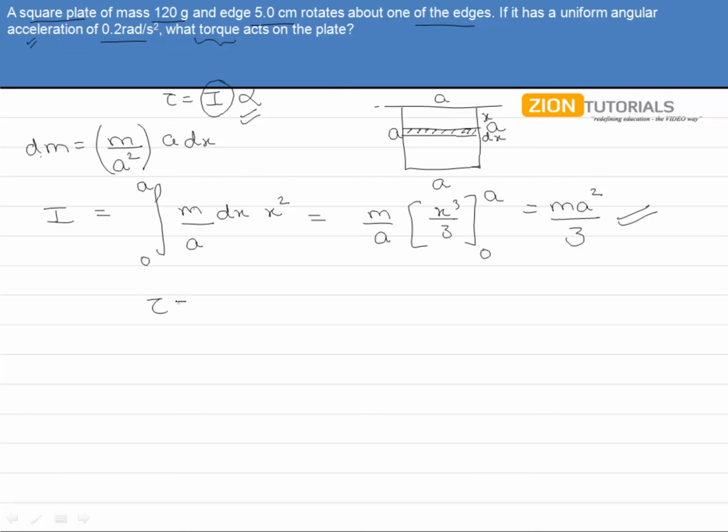So the torque comes out to be ma square by 3 into alpha, which is 0.2. Putting the value of m to be 120 grams, a to be 5 centimeter, we get the torque to be 2 into 10 to the power minus 5 Newton meter.